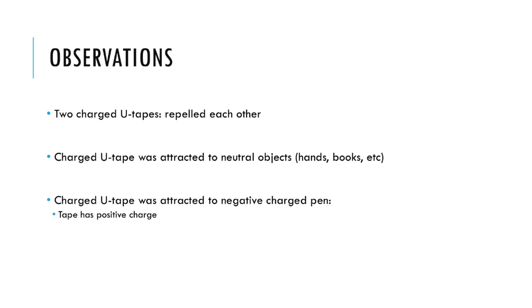Observations. Our main observation was how the two charged U-tapes would repel each other, and this is because they have the same charge. The charged U-tape was attracted to neutral objects such as hands or books, and the charged U-tape was attracted to the negatively charged pen, which led us to believe that the tape has a positive charge.